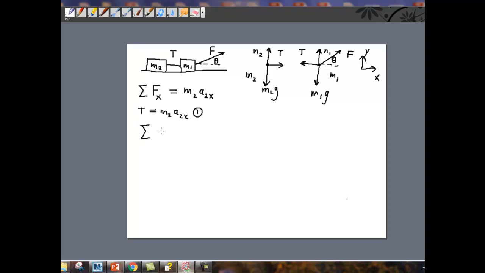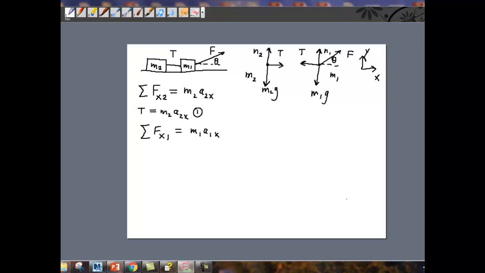The sum of all of the X components of the forces on mass 1, and let me go back up to the first equation and just put Fx2 there because that was for mass 2, to distinguish it from the X components of forces on mass 1. So that's equal to M1 A1X.